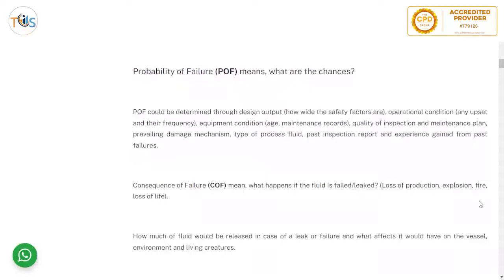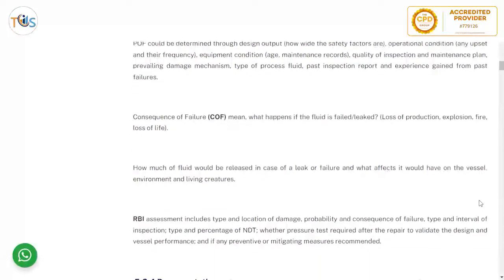POF can be determined through design output, how wide the safety factors are, operational conditions, any upsets and their frequency, equipment condition, age, maintenance records, quality of the inspection and maintenance plan, prevailing damage mechanisms, type of process fluid, past inspection reports, and experience gained from past failures.